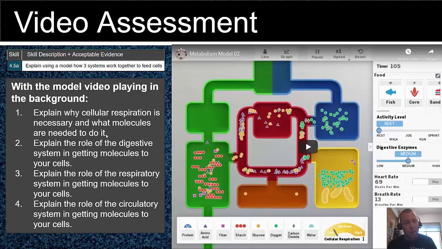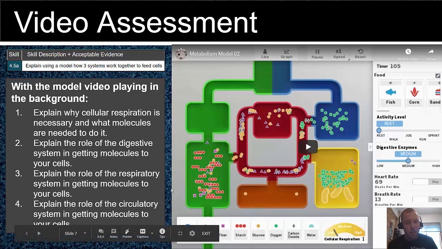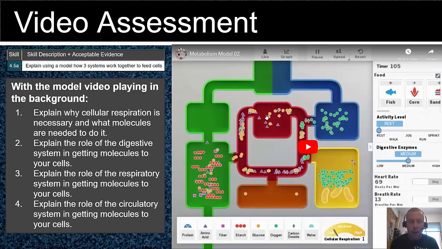I'd also like you to explain the role of the digestive system in getting the molecules that your cells need to them. And I'd also like you to explain the role of the respiratory system in getting molecules needed by your cells, and then maybe getting rid of molecules not needed, right? And then I'd like you to explain the role of the circulatory system in this whole process too. All right? If you can do that, we'll give you a score on that skill of how you can use the three systems to work together to feed those cells. If you have any questions, make sure you let me know.